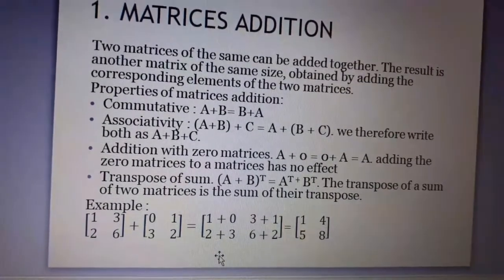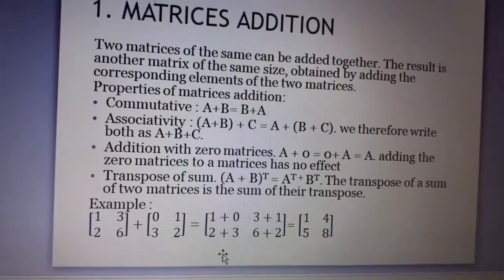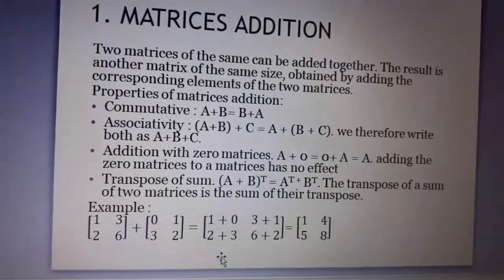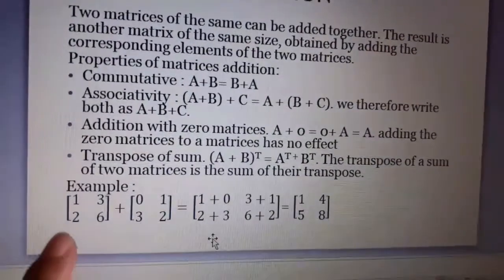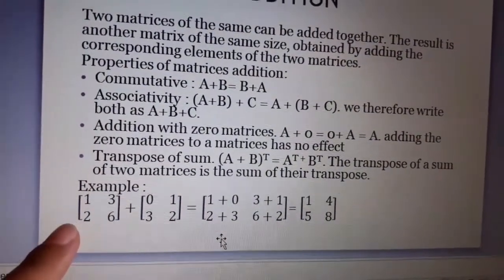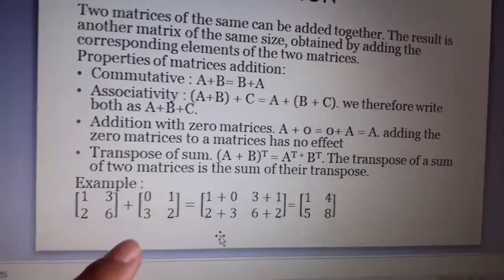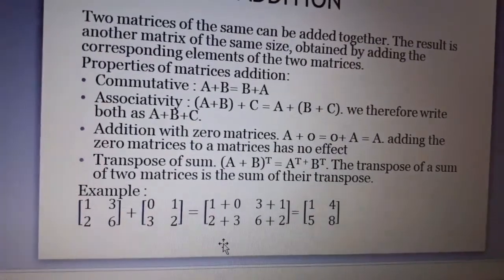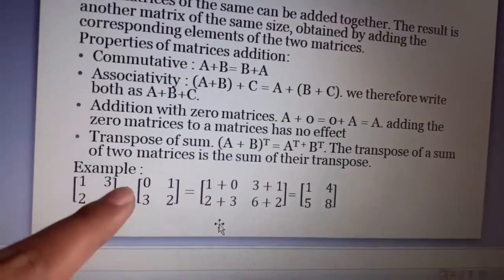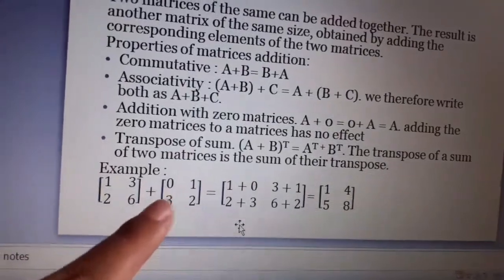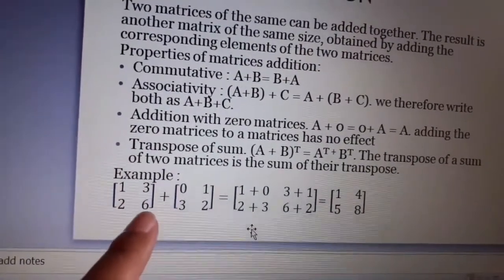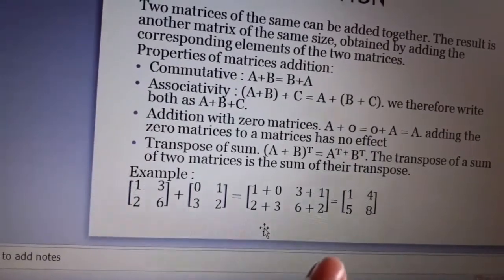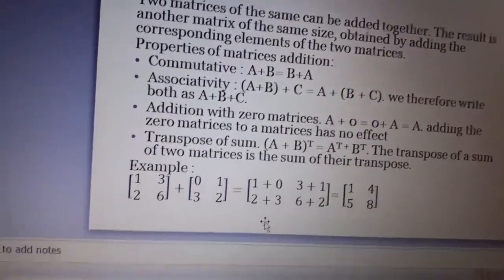Example of matrix addition. We add the corresponding elements of the 2 matrices. Matrix 1, 3, 2, 6 plus matrix 0, 1, 3, 2 is equal to 1 plus 0, 3 plus 1, 2 plus 3, 6 plus 2, which is equal to 1, 4, 5, and 8.